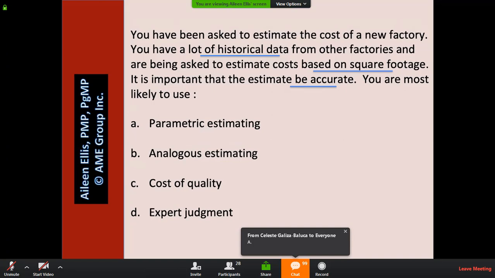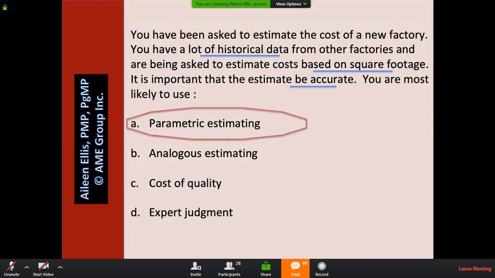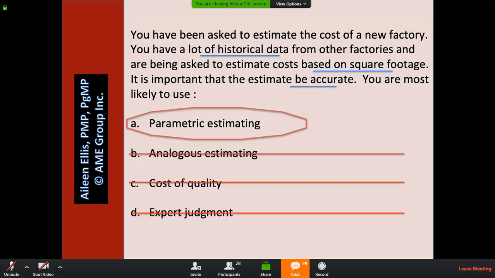So there's many hints in the question. We have a lot of data. We're being asked to estimate based on square footage, meaning we're going to use an algorithm. The estimate must be accurate. All of this is leading us to parametric. With analogous, the estimate might not be accurate. Cost of quality would not help us estimate the cost of a factory, only the cost of quality associated with it. Expert judgment is too vague.